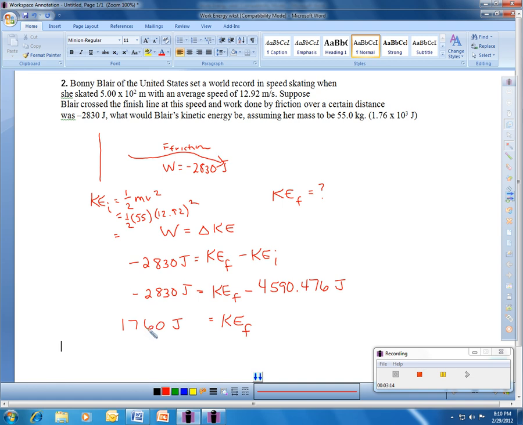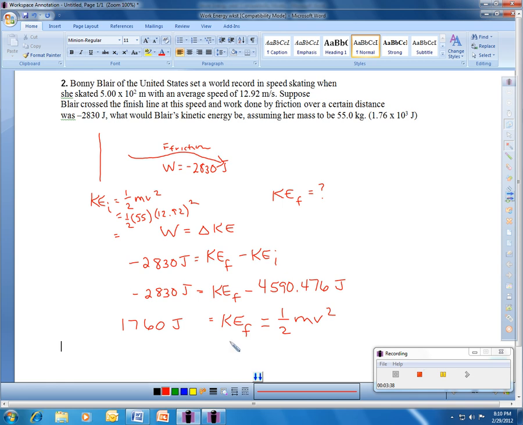What if, now this is not the question, but what if this was the question? How fast is she going after this amount of work has been done? Could we solve that? Answer, why yes. Kinetic energy, final, would be 1/2 mv squared. If we know her mass is 55 and we know that her kinetic energy is 1760, we can solve for the velocity and then make sure you square root to get the final velocity when her kinetic energy is 1760.